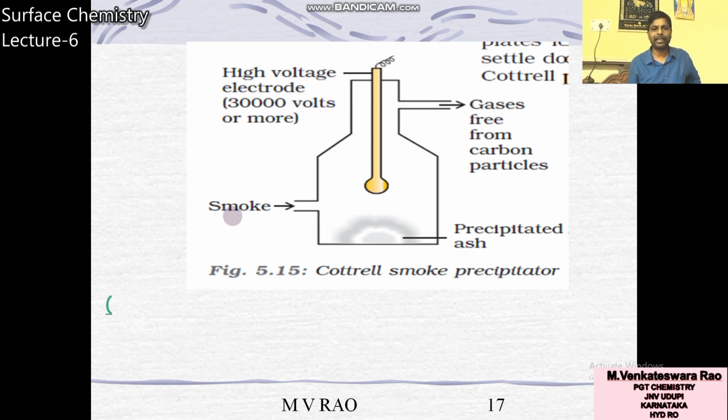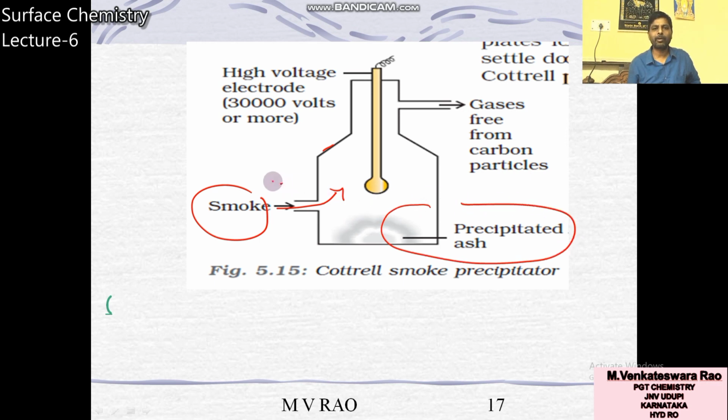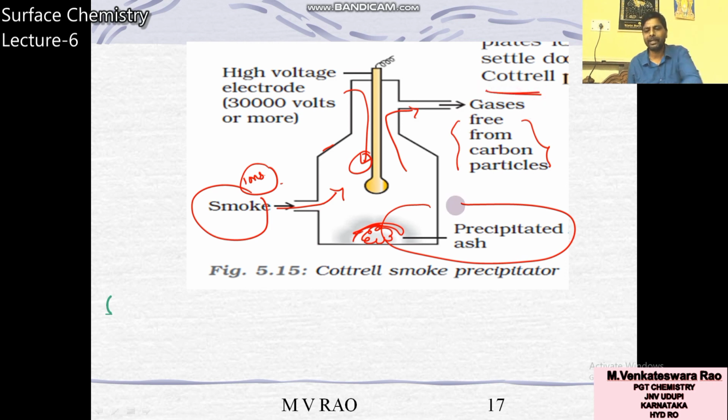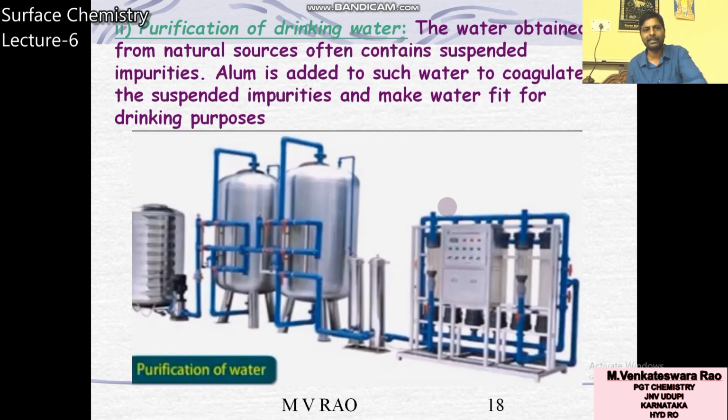Cottrell precipitator. Smoke enters from this side. Here there is high voltage, and the precipitated ash collects because the smoke contains ions and the plates contain opposite ions. Both precipitate and settle down here. So you get only gases free from carbon particles. This is called the Cottrell precipitator. It is important for the examination.